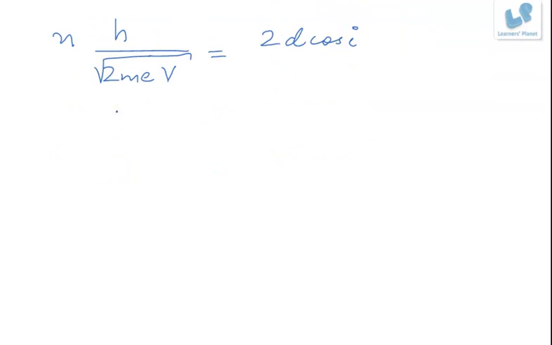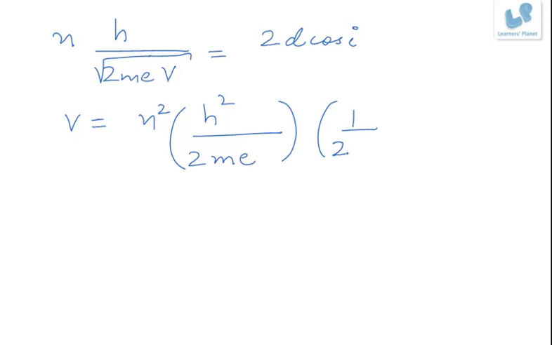Okay, so the voltage can be written as n squared h squared upon 2me and 1 upon (2D cos I) squared.